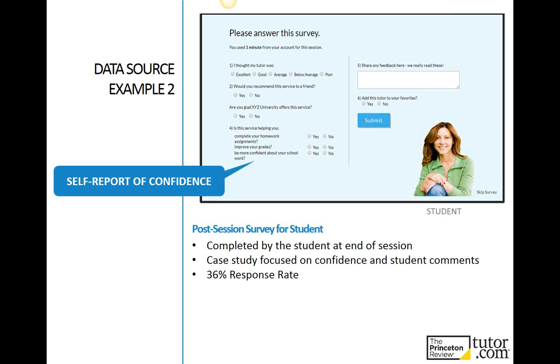For this case study, we did want to dive into the number of students who answered the question about confidence, and then look at a qualitative analysis of the comments they left related to the session. This is student self-reported data, and we did have about a 36% response rate from the sessions that we looked at.